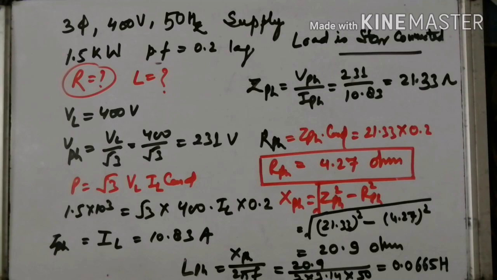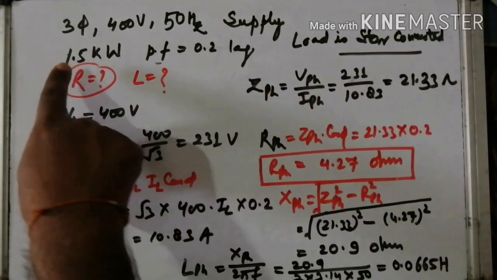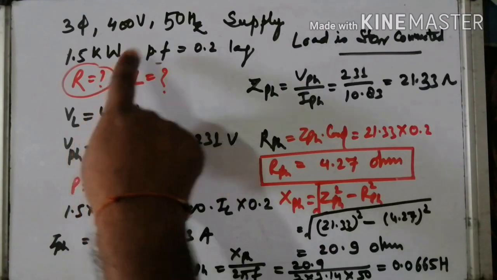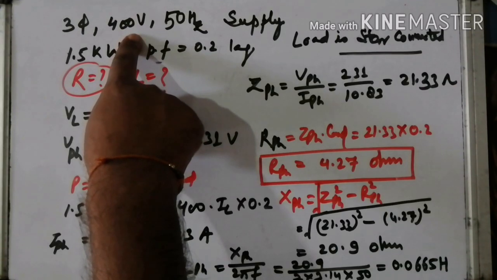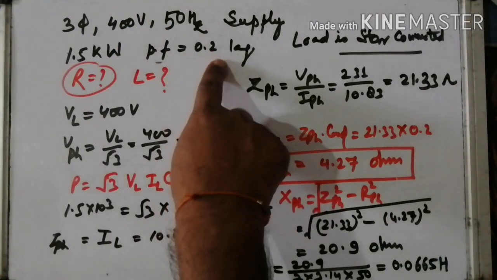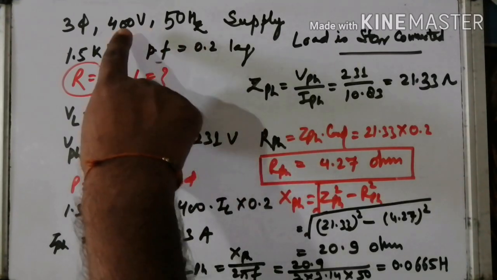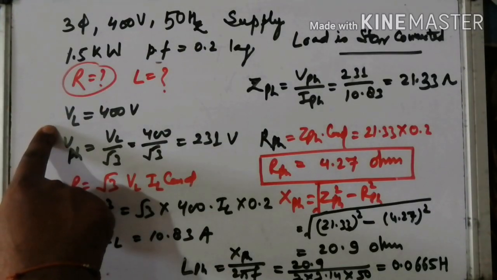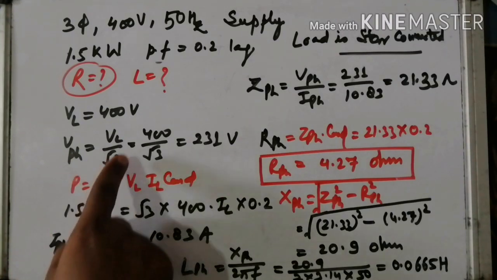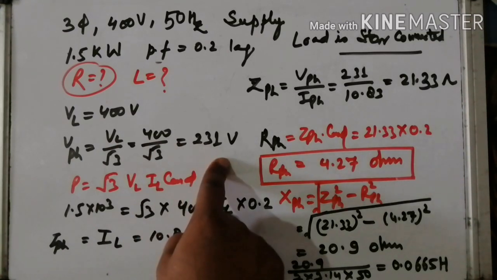right? I'm repeating, please see the question very carefully. There is a star connected load which consumes power 1.5 kilowatt with the three phase supply. Data for the three phase supply is 400 volt 50 hertz and power factor is 0.2 lagging. In the case of star connection, this voltage is considered as line to line voltage, that is line voltage. With the help of the line voltage and phase voltage relation, that is Vph equal to VL upon root 3, we can calculate the phase voltage.